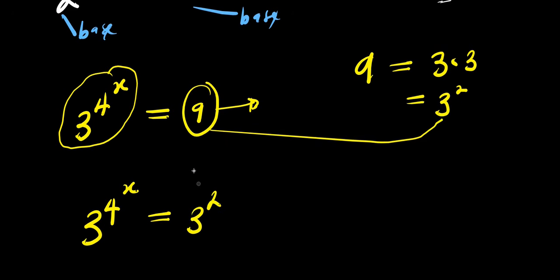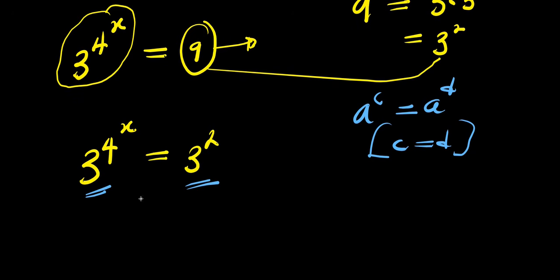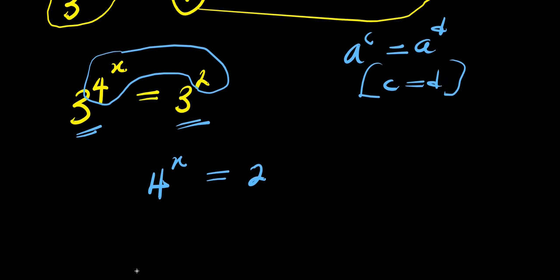So what we are going to do is go back to the same identity. Remember, we have a to the power of c equals a to the power of d, that means c equals d. So the whole idea here is just to ensure that the two bases are the same. So the base here is 3 and the base here is 3. So we are going to compare these exponents, equate them. That means we are going to have 4 to the power of x, and this equals 2. So at this point, we can solve for x.